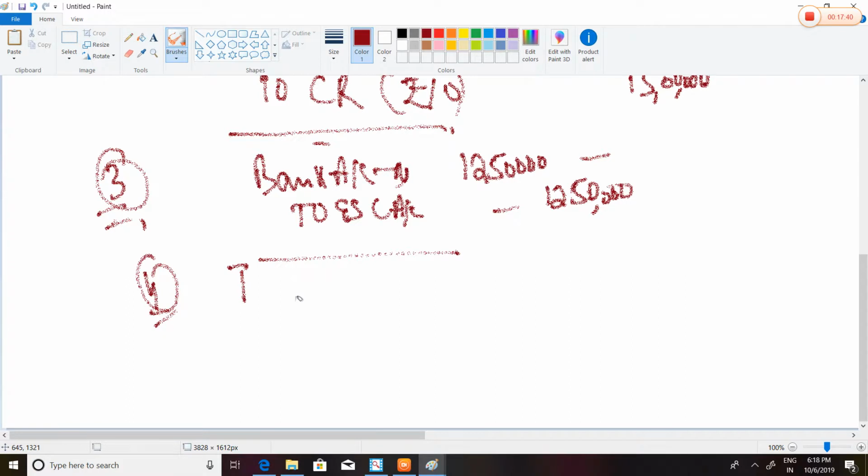Trade payables account debited 12 lakh 40,000.